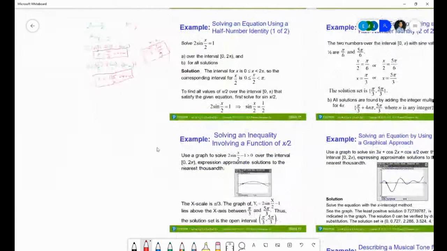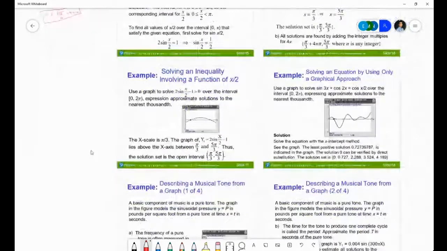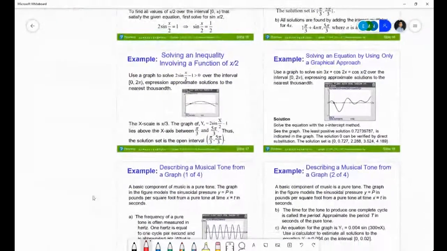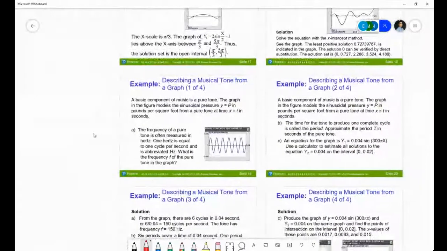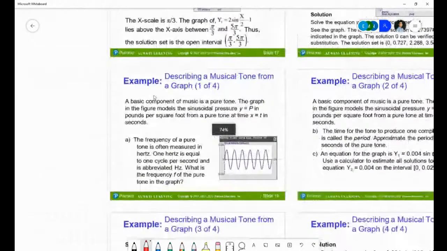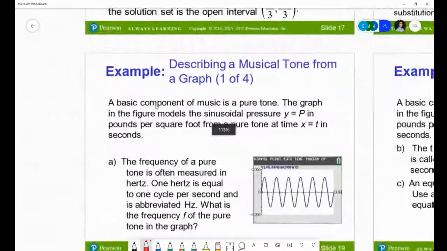All right, so now let's look at inequality. We're going to do it like we did before. If I were to solve 2 sine x over 2 minus 1 to be greater than 0... Oh, wait, this is solving by graphing. Never mind. And this is music tone, so an application. And this would be our last button.